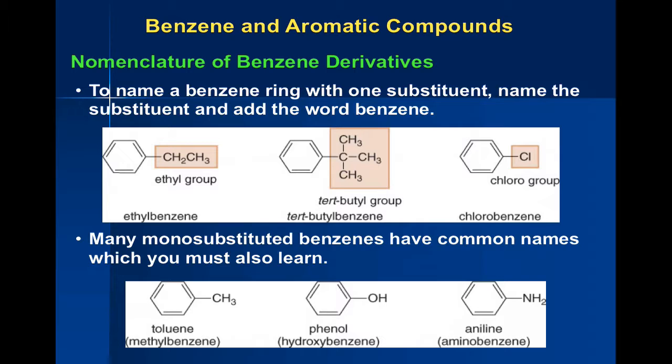There's absolutely nothing wrong with calling it methylbenzene. The only problem is nobody calls it methylbenzene. They call it toluene. Okay, toluene is a very good industrial solvent. It is less toxic than benzene by itself. Benzene is actually quite toxic.